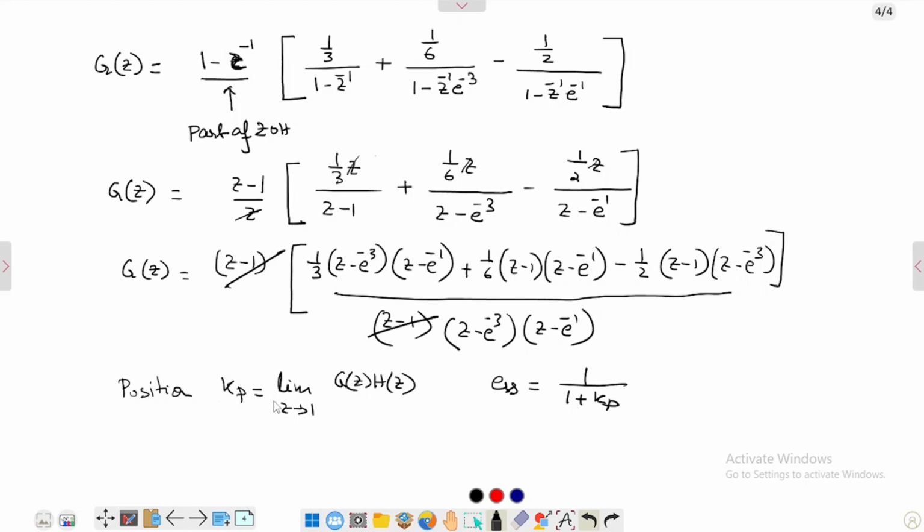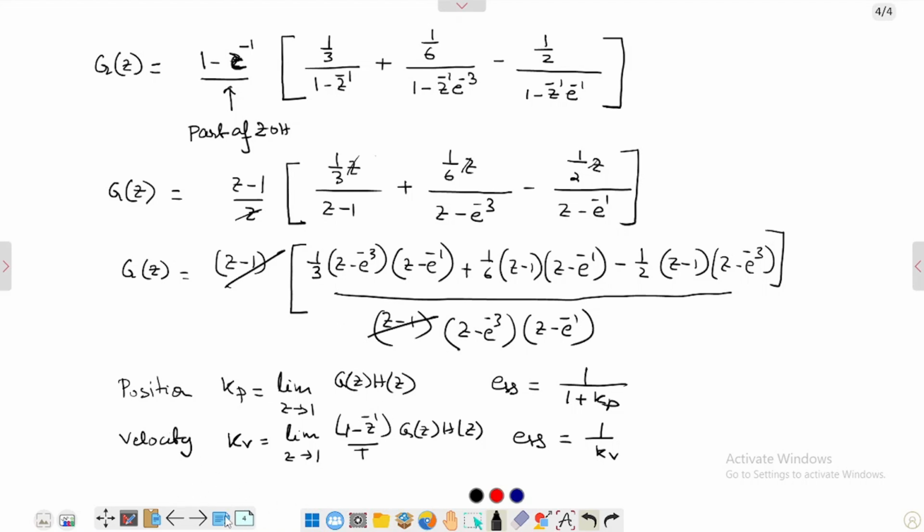Very good. In this case, I have to use step input. After that, I get the velocity error constant Kv, which is given as limit z tends to 1 of (1 minus z inverse) by T, G(z)H(z), and I get ess equal to 1 by Kv. Note that here in G(z), I don't have any term where I can cancel this (z minus 1). So the velocity error constant will not be applicable here. So there will be no velocity error.